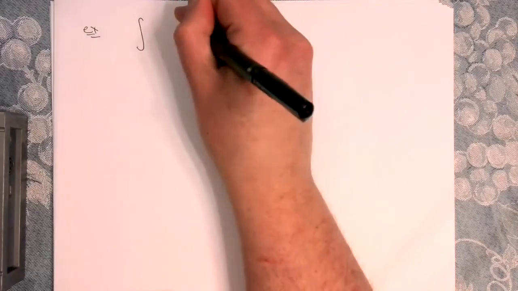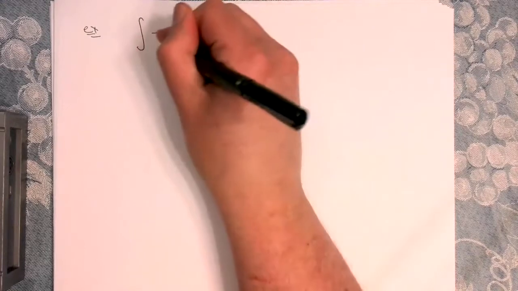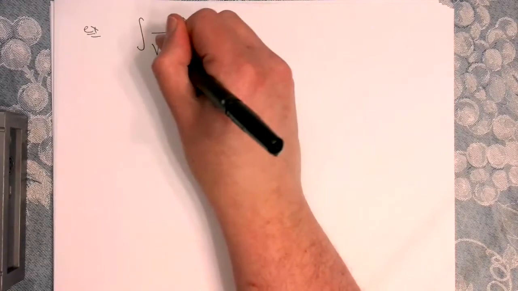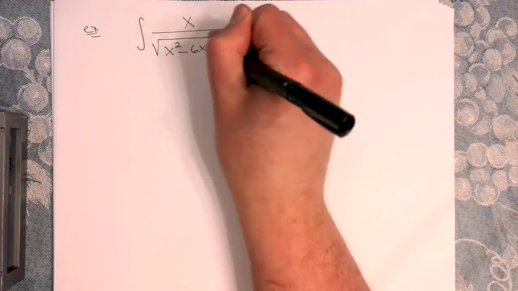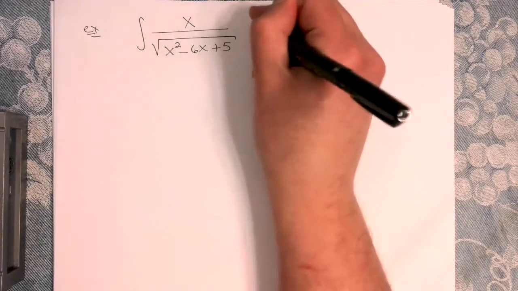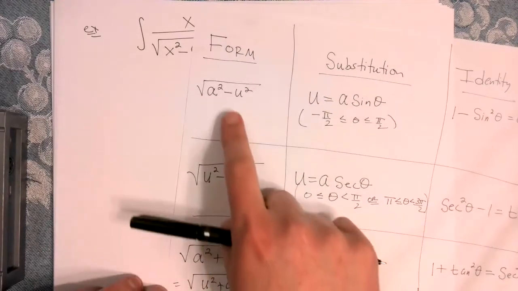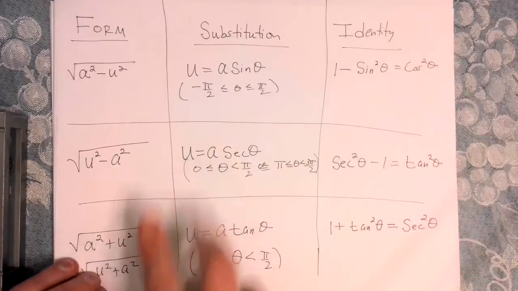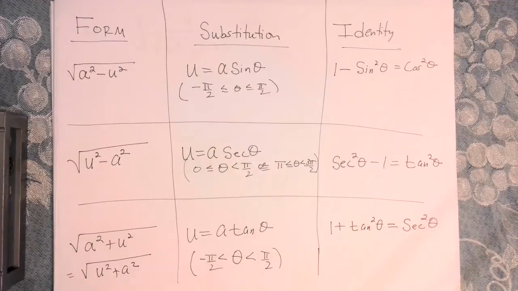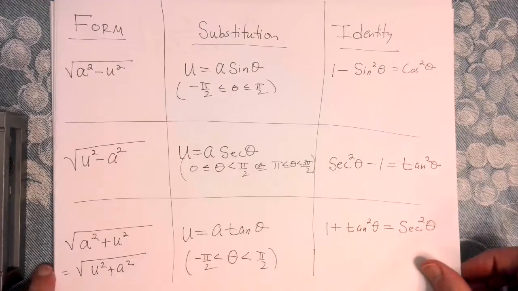So let's say we've got the integral of x over the square root of x squared minus 6x plus 5 dx. How might I know to try completing the square? This doesn't look like one of the classic forms, right? I mean, classic forms have two terms in them, and my radical has three terms in it. So that's why I might try completing the square to get down to two terms.